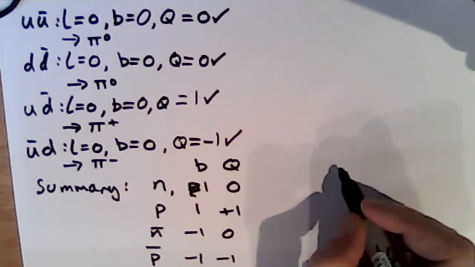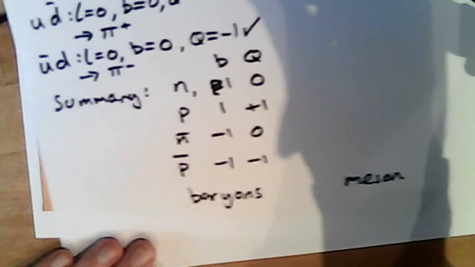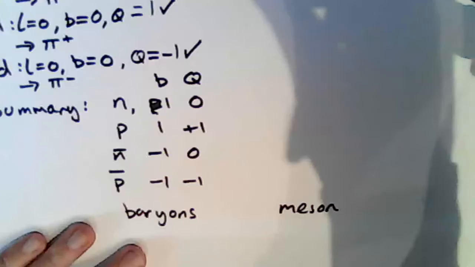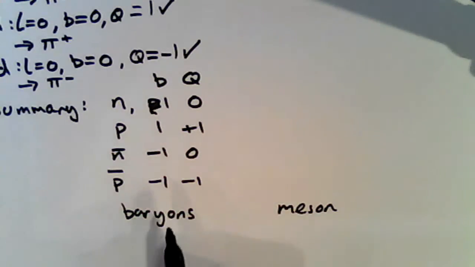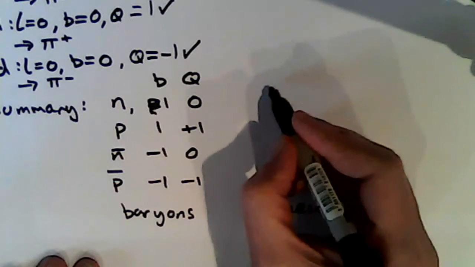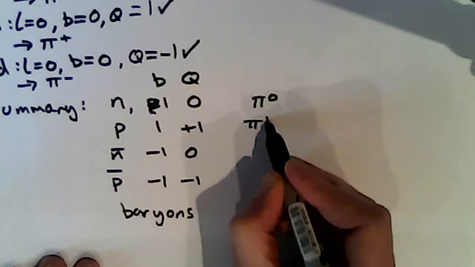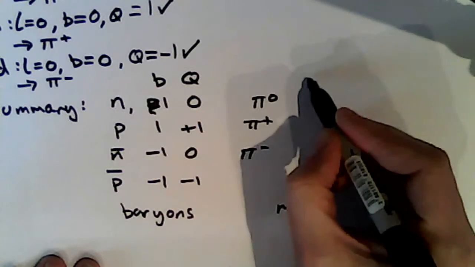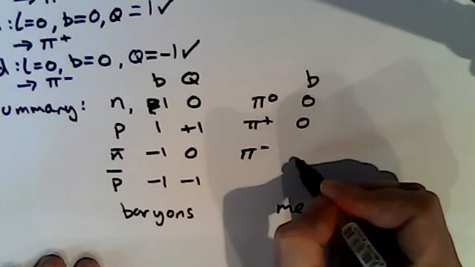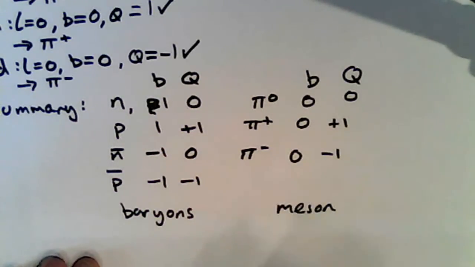Let us consider the two quark particles. Three quark particles are baryons, 2 quark particles are mesons, and we have the pi 0, we have the pi plus, and the pi minus. Baryon number is 0, the electric charge 0, plus 1, and minus 1.